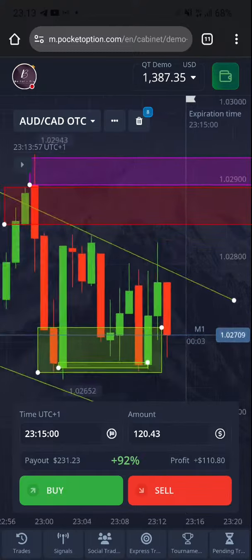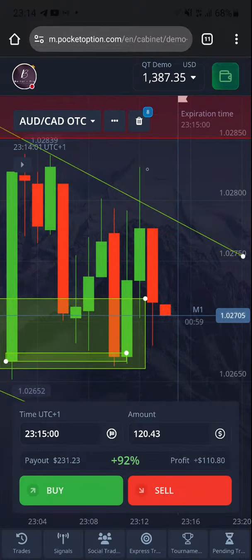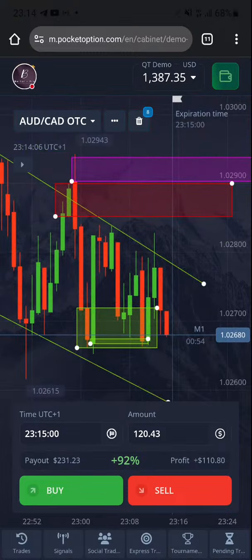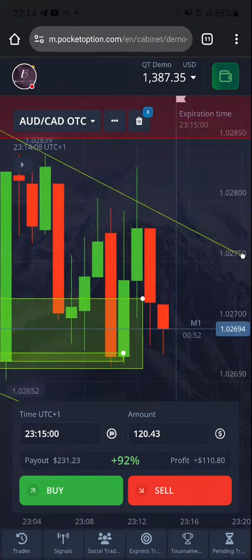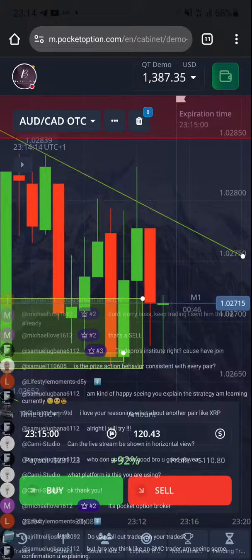For example, let me give you an example. If price comes to this area now and breaks this common point of rejection, I'm not going to take it here. I'll wait for it to get here. Why? Because we're in a supply area here. Supply area is where there's plenty of sellers.